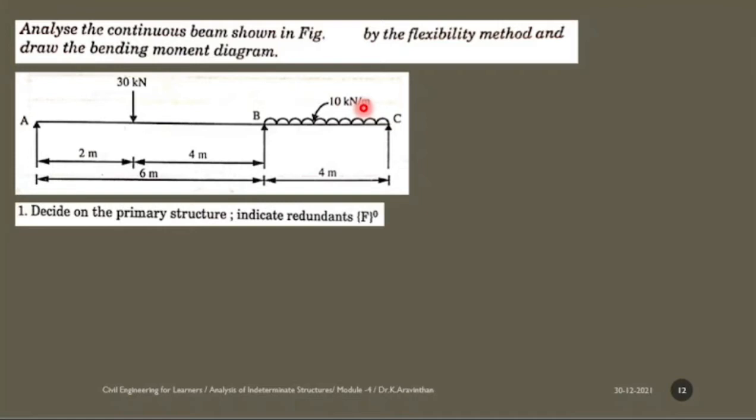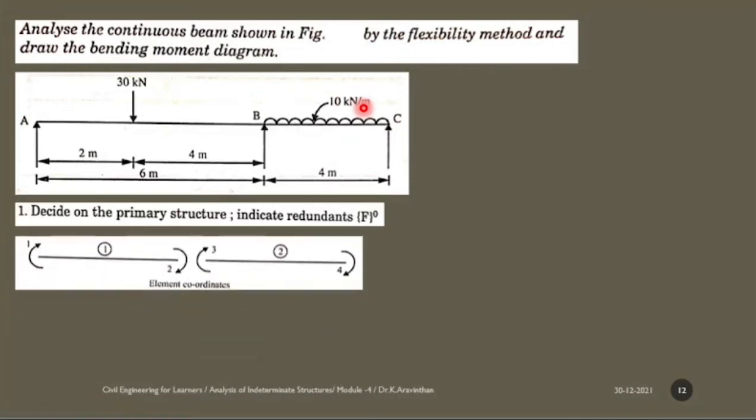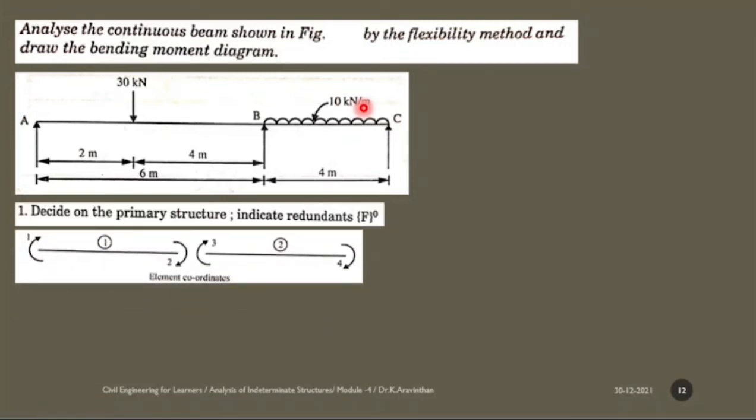So what is primary structure is, in definition, after removing all the support from the given problem, you have to only consider the span. You have to remove the load, and if the span is considered, then the structure is called primary structure. So you can see here, this structure is known as a primary structure, and you will be only having spans. So you have 1 and 2. What are they? They are elements. You have 2 number of elements and 4 number of nodes.